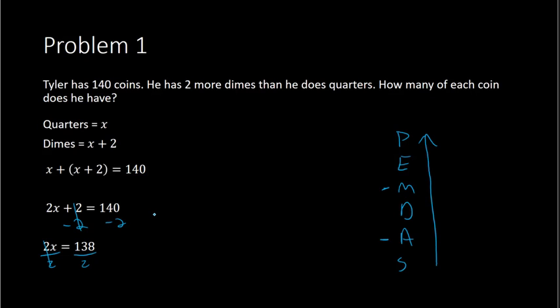So now x equals 138 over 2, which would be 69. So x is 69, which is the number of quarters. And then the number of dimes is 69 plus 2, which would be 71. So Tyler has 69 quarters and 71 dimes.